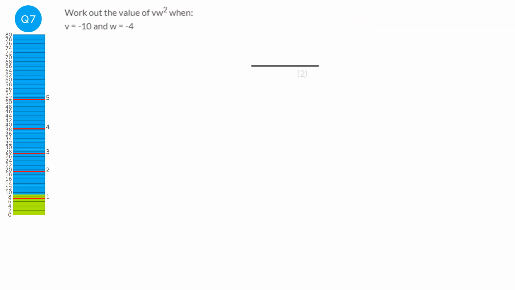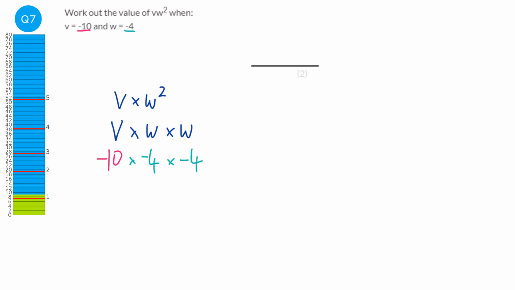Let's rewrite this expression, but with a times sign in. So v times w squared. Now w squared just means w times by itself. So we can rewrite that as v times w times w. Okay, so we know v is minus 10. So minus 10. And we know w is minus 4. So it's times minus 4 times minus 4.